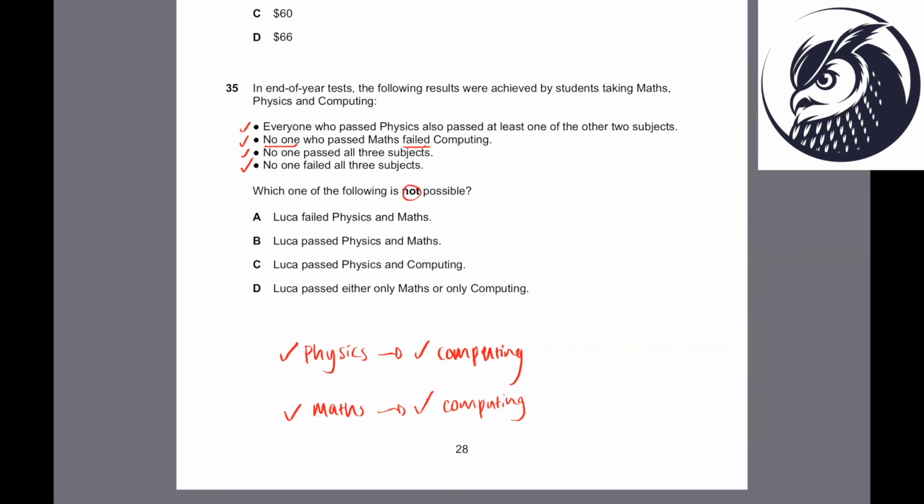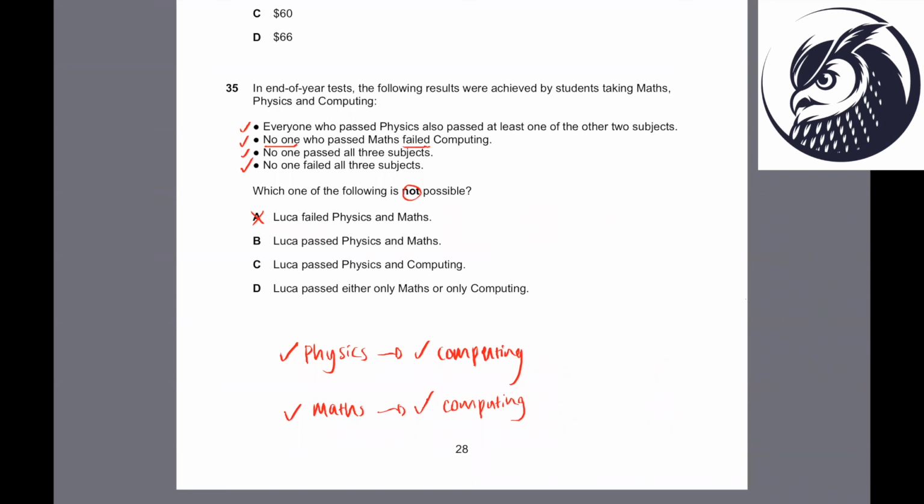So what we're going to do is look through the options and see if the case is actually possible. If it's possible, then we know that we need to cross out the answer. Okay. So let's look at option A. It says that Luca failed physics and maths. Is that possible, guys? Well, yeah, there is no rule saying Luca can't fail both physics and maths. Yes. So I would say that A is a possible scenario and therefore we need to cross it out. Yes. Now let's look at option B.